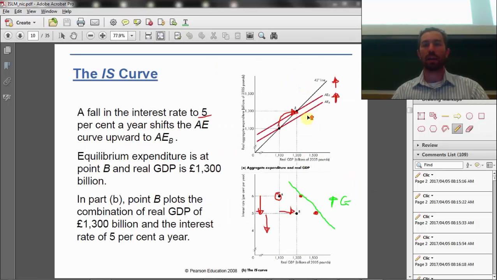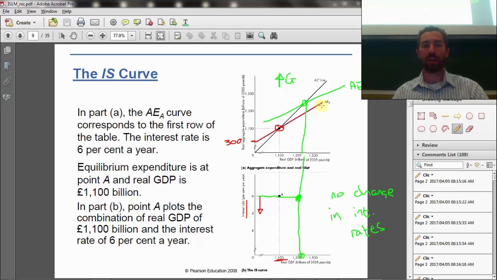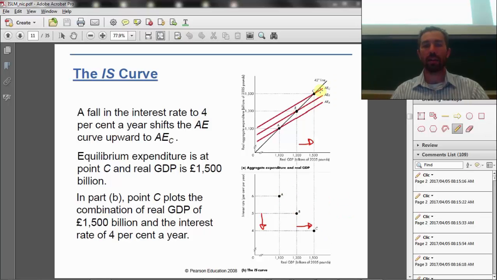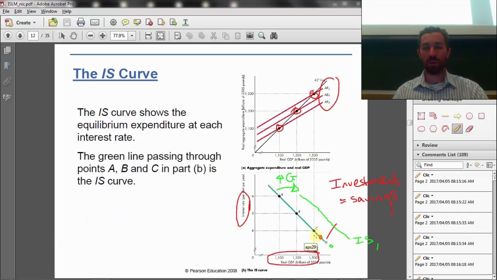What does that look like as a relationship? If we have our first aggregate expenditure curve, we decrease the interest rate, our aggregate expenditure curve shifts upwards. We can plot those 2 points, interest rate versus equilibrium level of output. Once again, we decrease the interest rate, aggregate expenditure shifts up once again, equilibrium level of output increases, and we have a third point, and we can join all those points together, and we call that the IS curve.